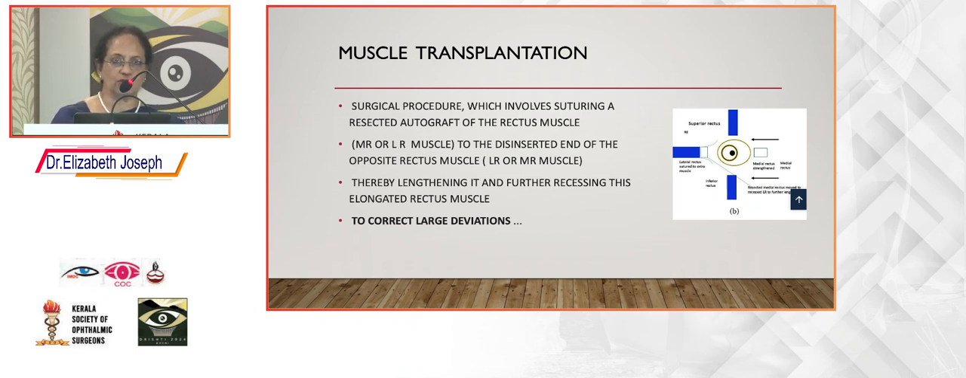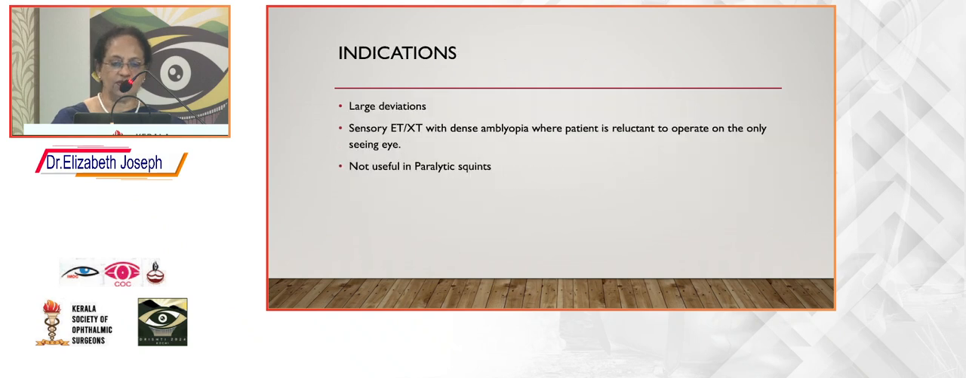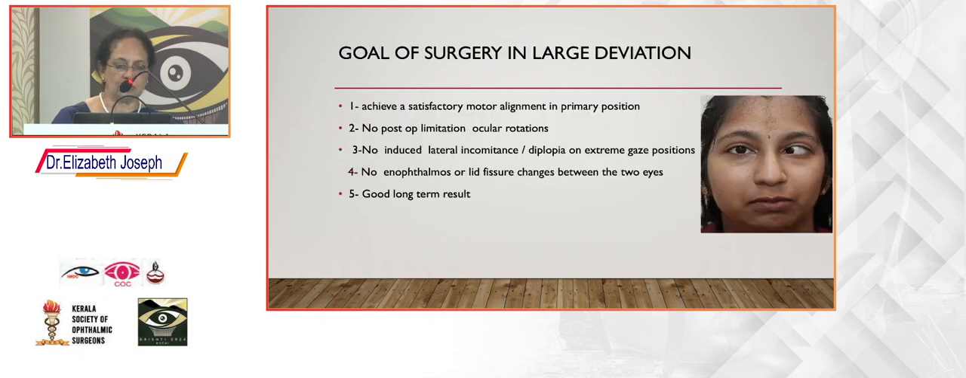By doing this transplantation, we lengthen the muscle, and by further recessing this elongated muscle we produce further weakening. This surgery is used to correct large deviations. Indications are large deviations, especially sensory exotropias or esotropias with dense amblyopia, where the patient is reluctant to operate on the only seeing eye. It's not useful in paralytic squints or restrictive squints. This is a child with a very large eso deviation with amblyopia in the left eye.